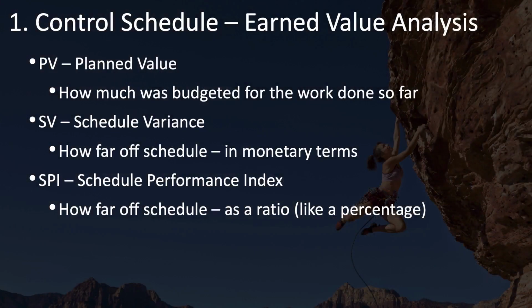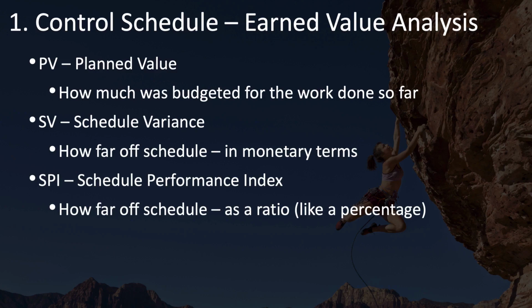Earned value analysis is applicable to controlling not only your scope and your schedule, but also your cost. In the context of controlling schedule, there are three main variables of interest. The first is PV, which stands for planned value. This is the measure of how much was budgeted for the work done so far, and this is measured in dollars.